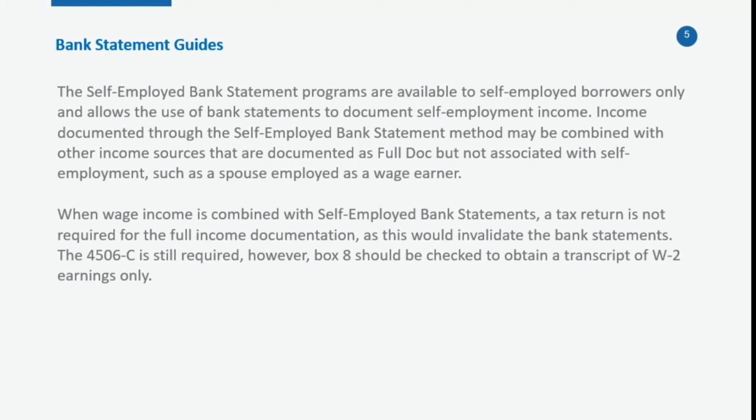So are we going to really run transcripts on them on that side? They probably are not, but they are going to want the W-2s to show that they have W-2 income. Does that make sense? No questions. I am going to move on to the next slide.